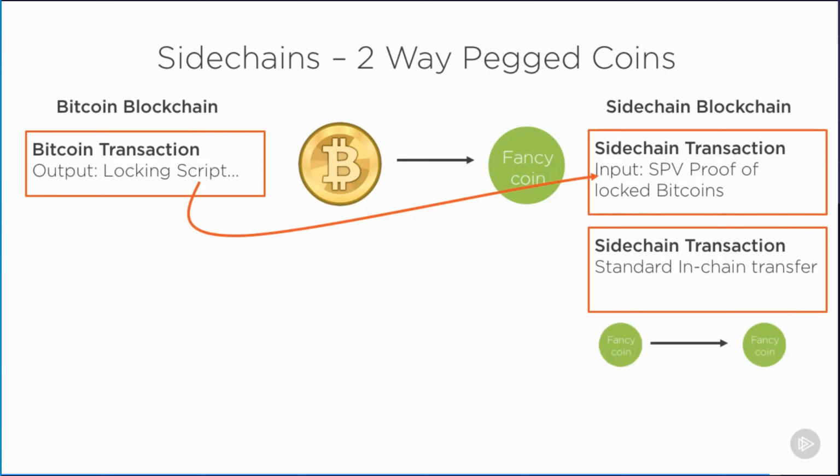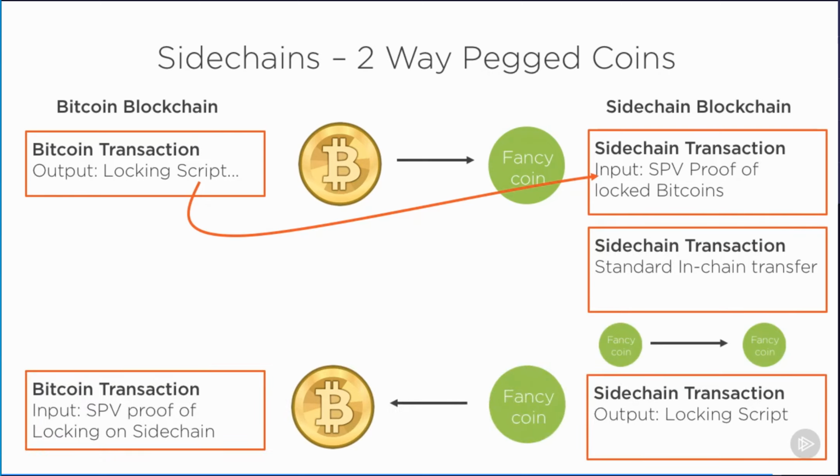If a user decides FancyCoin is no longer interesting, he could send the FancyCoin to another locking script on the FancyCoin chain, and then take a proof of that back to the Bitcoin chain to unlock funds there. In this way, the new chain is said to have a two-way peg to Bitcoin. Sidechains provide a promising way to experiment on new systems without the perils of bootstrapping entirely unconnected altcoins. The only downside is that the core Bitcoin software needs some additional changes to fully enable transfers.